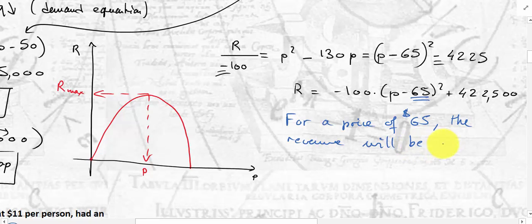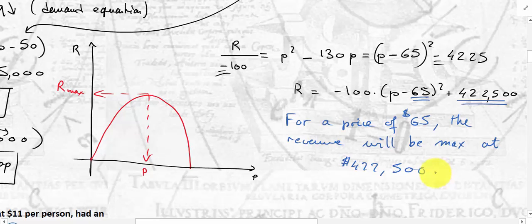So for a price, it's not the maximum price, right? The price can be as high as you want, but for a price of $65, the revenue will be maximum. So what's the maximum revenue? You read the y coordinate at $422,500. Okay, that's it. First problem.